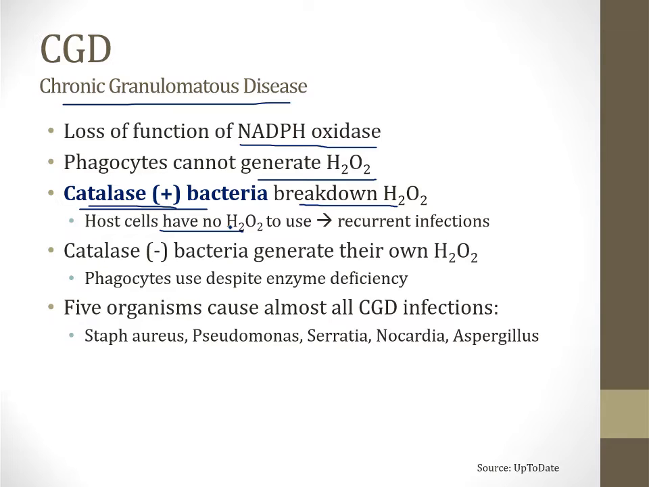So patients with CGD cannot generate their own hydrogen peroxide and free radicals, and they also cannot find any inside the cell if they are infected with catalase positive bacteria, and this leads to recurrent infections. Bacteria that are catalase negative, however, will generate their own hydrogen peroxide. This can be generated as part of normal bacterial metabolism, and when this happens, the phagocytes can use the H2O2 from the bacteria and create free radicals.